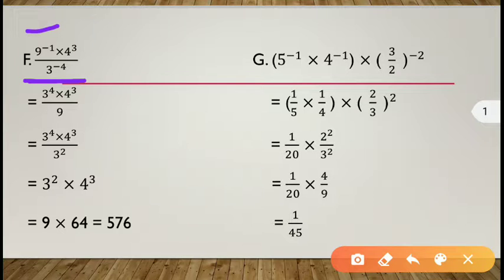Write 3 to the power minus 4. When you write this in the numerator, this minus 4 will convert into plus, and this 4 to the power 3 will be as it is, because here the power is plus.